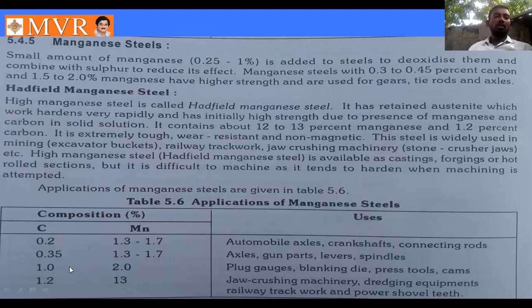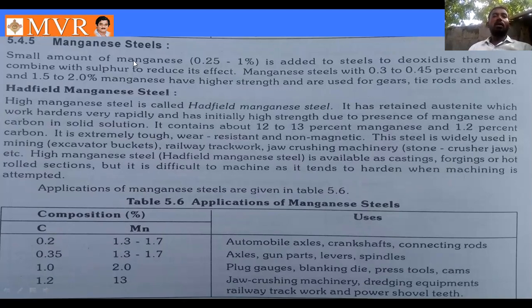By using this type of metal we can manufacture these spare parts. The minimum manganese content is 1.3 and the maximum is 13 percent. The carbon content in manganese steel is a minimum of 0.2 and a maximum of 1.2 percent. By using these materials we can manufacture this type of spare parts. This is the topic of manganese steel.